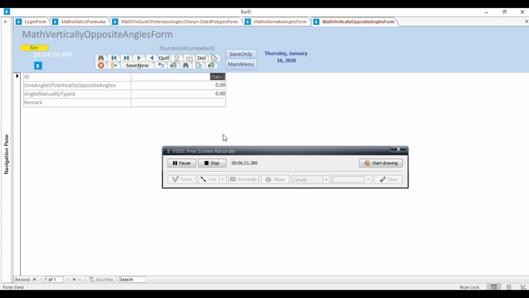If one angle of vertically opposite angles is 15, and the other is 0, then they are not vertically opposite angles. But if the other one is 15, 15 again, then they are vertically opposite angles.